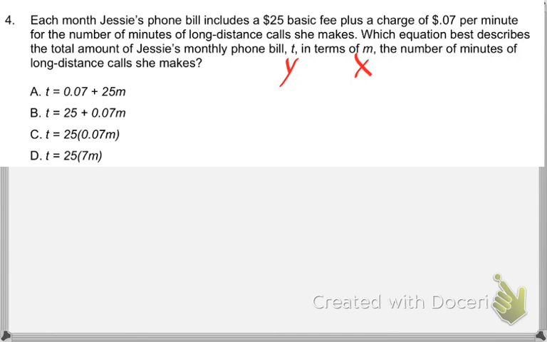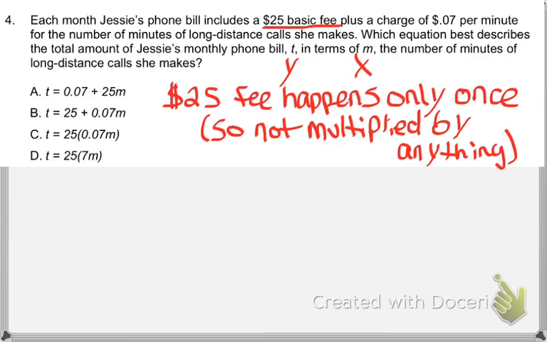Each month, Jesse's phone bill includes a $25 basic fee plus a charge of 7 cents per minute for the number of minutes of long-distance calls she makes. I think they're implying that local calls are free. All right, anyway, but this basic fee, I think you'll notice, it doesn't imply it's happening more than once. So that basic fee happens only once. So it's not being multiplied by anything. Okay, whereas that 7 cents per minute, the word per is the giveaway, or if it says for every, or if it says rate, that happens more than once. It happens however many times we have minutes.